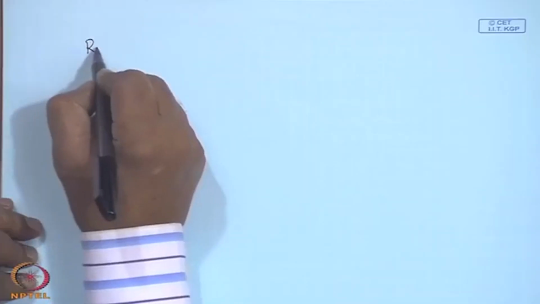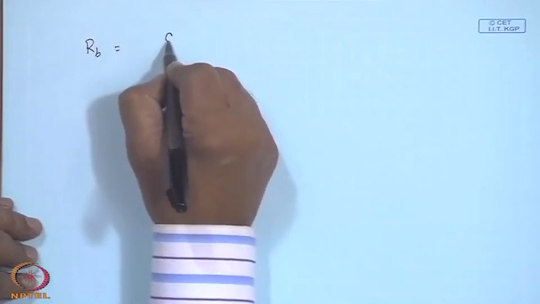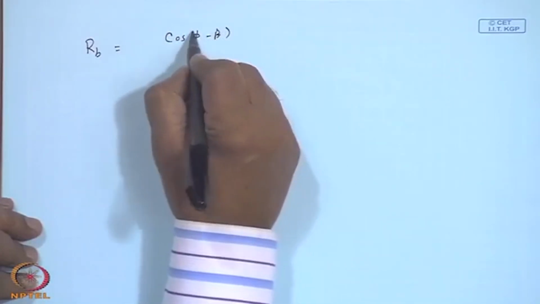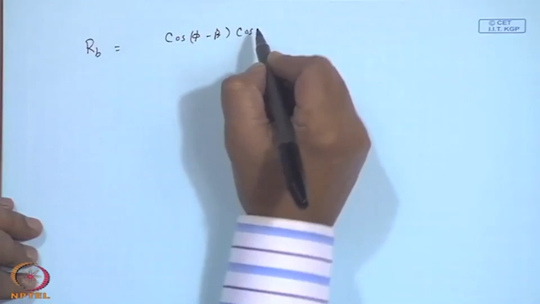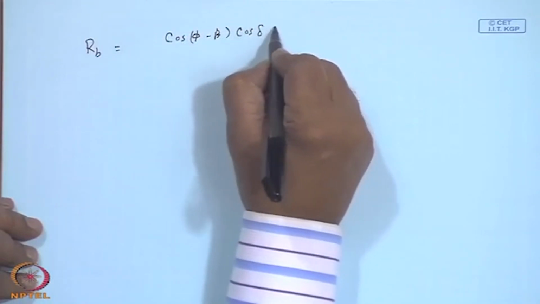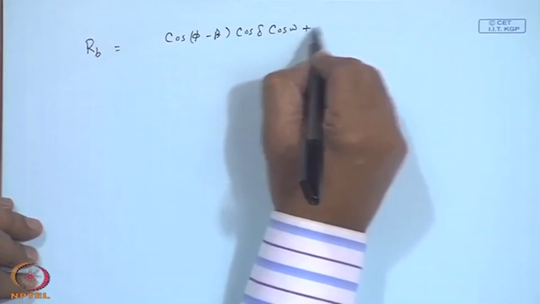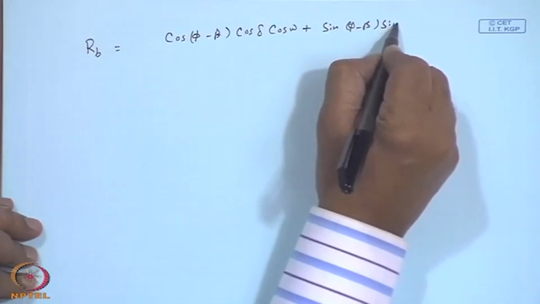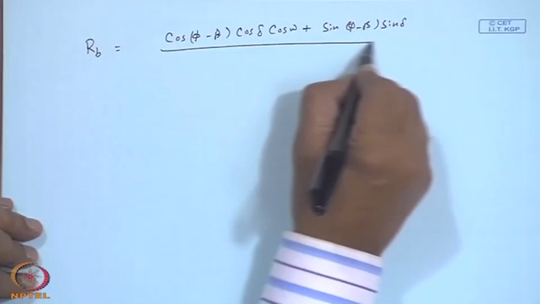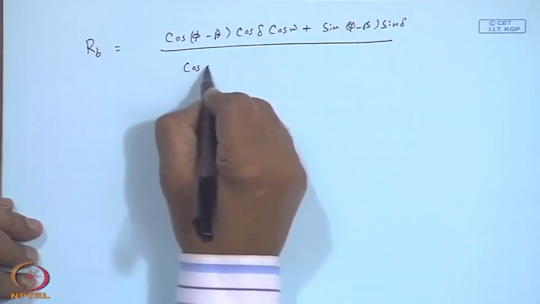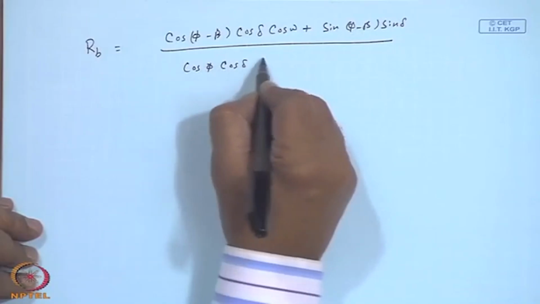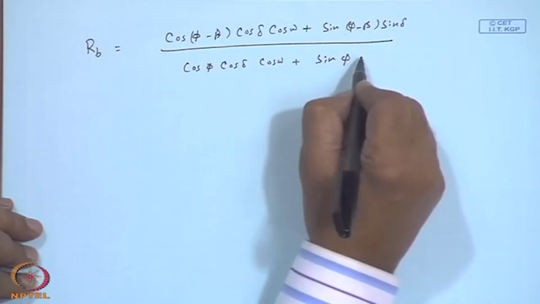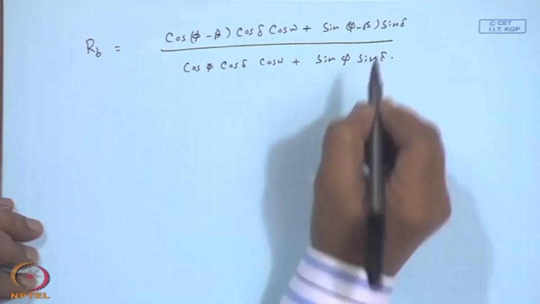So, RB for a south facing surface is the angle of incidence for the south facing surface: cos(phi minus beta) cos delta cos omega plus sin(phi minus beta) sin delta, over cos phi cos delta cos omega plus sin phi sin delta.